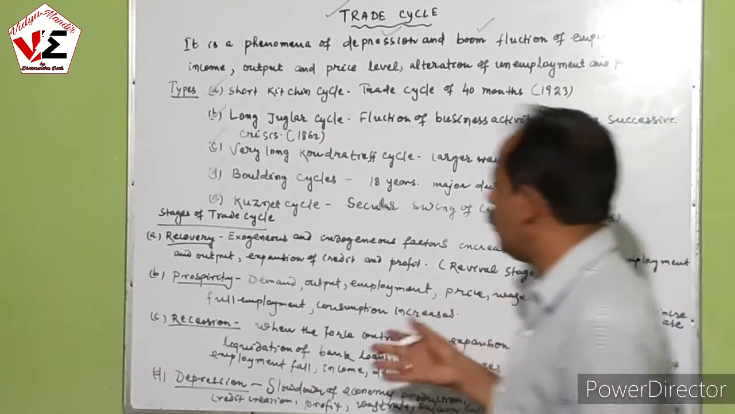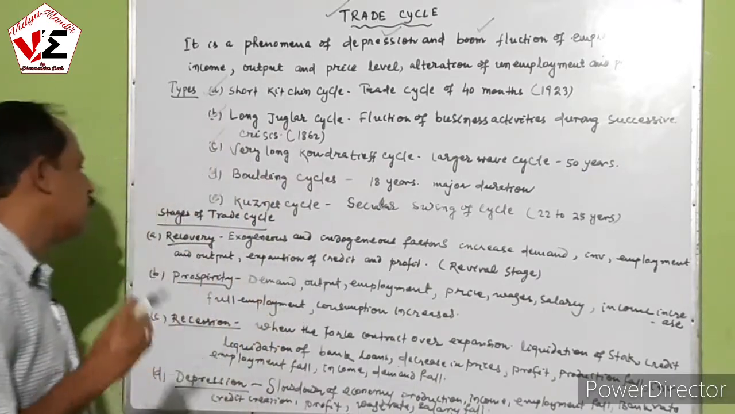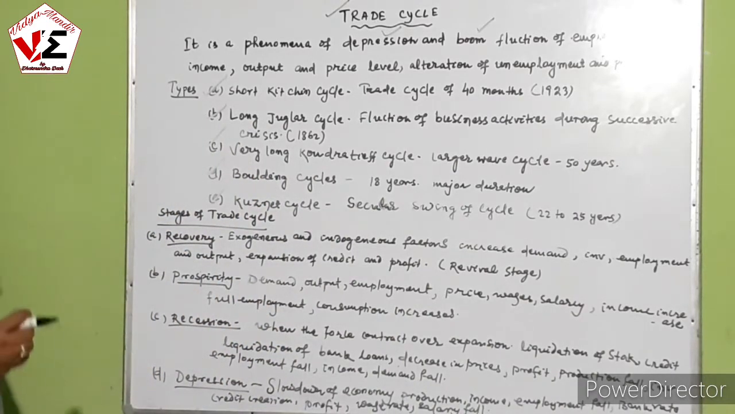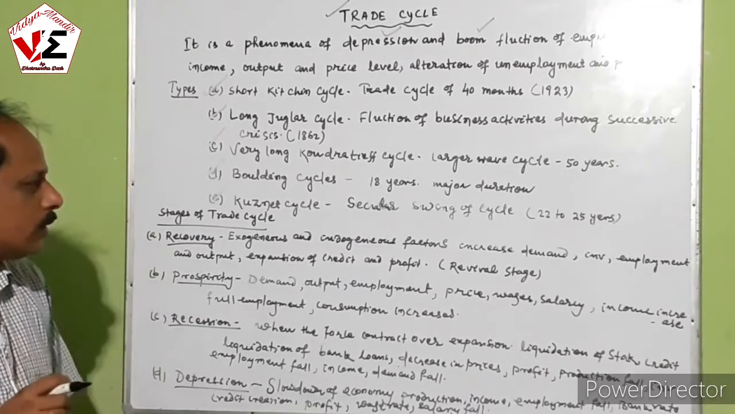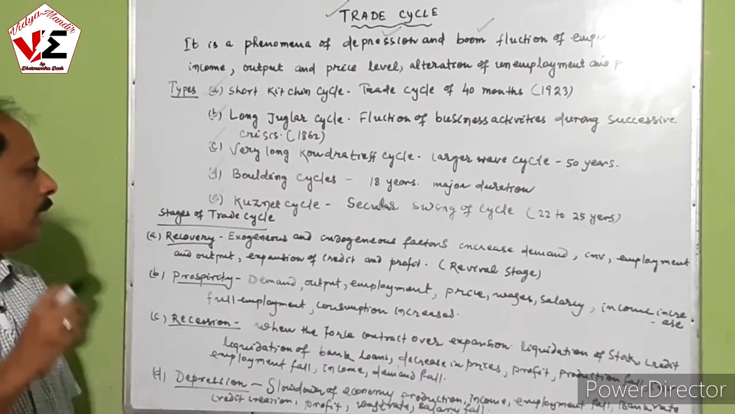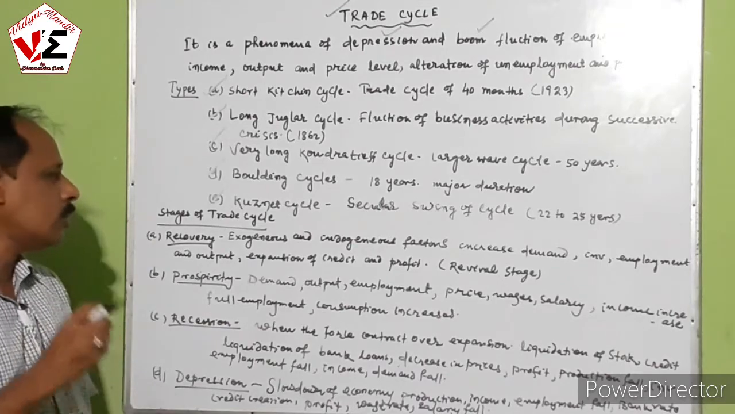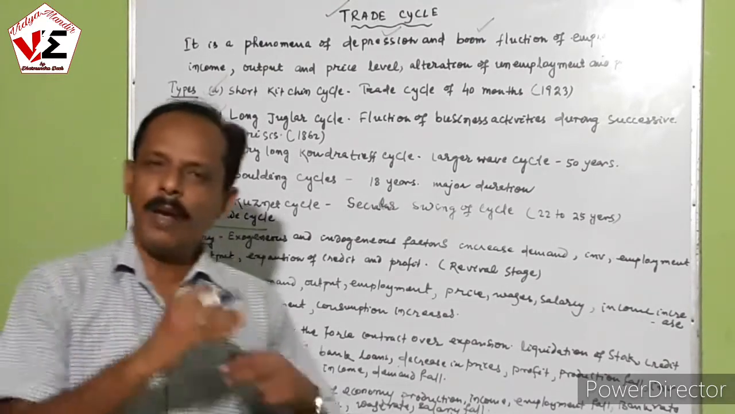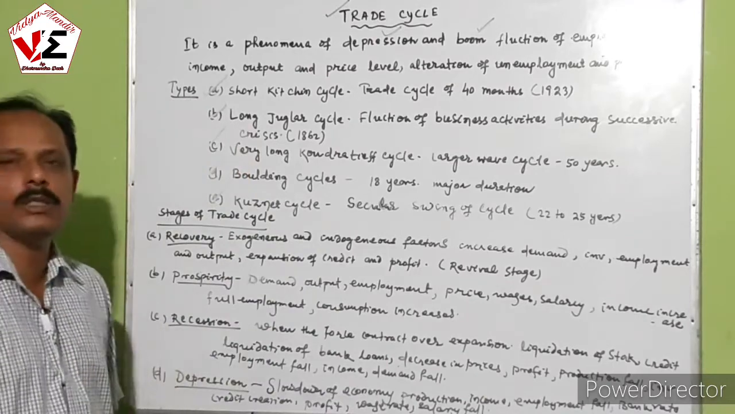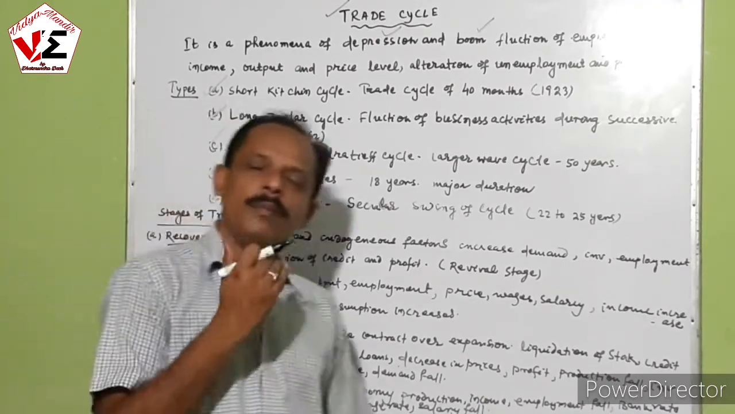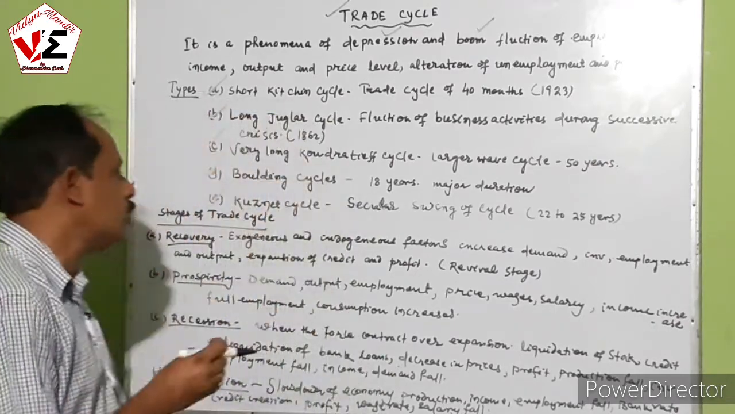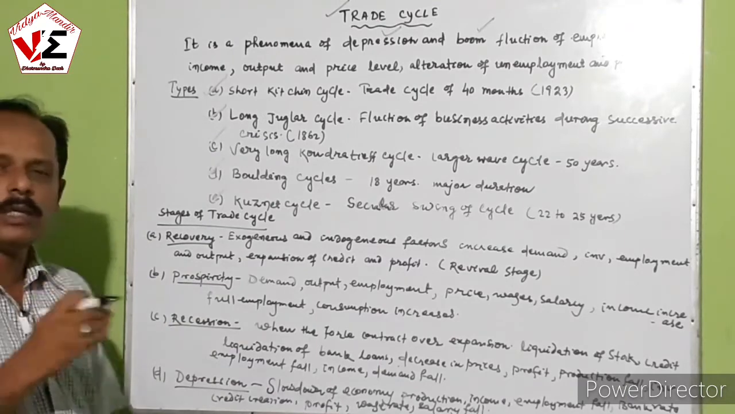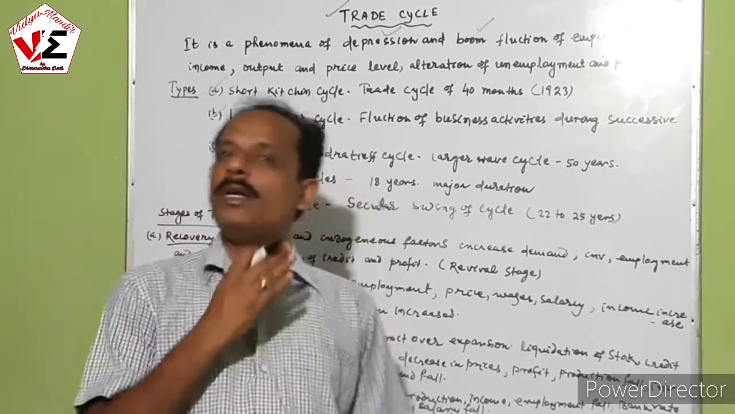While we are going through the stages of the trade cycle, first we discuss recovery. How does recovery take place? Due to two forces that work together, exogenous factors and endogenous factors, that increase demand, investment, employment, output, and expansion of credit and profit. That is the revival stage, like a patient revived from a disease by taking medicine, like antibiotics. What type of antibiotics are you taking here? Credit.